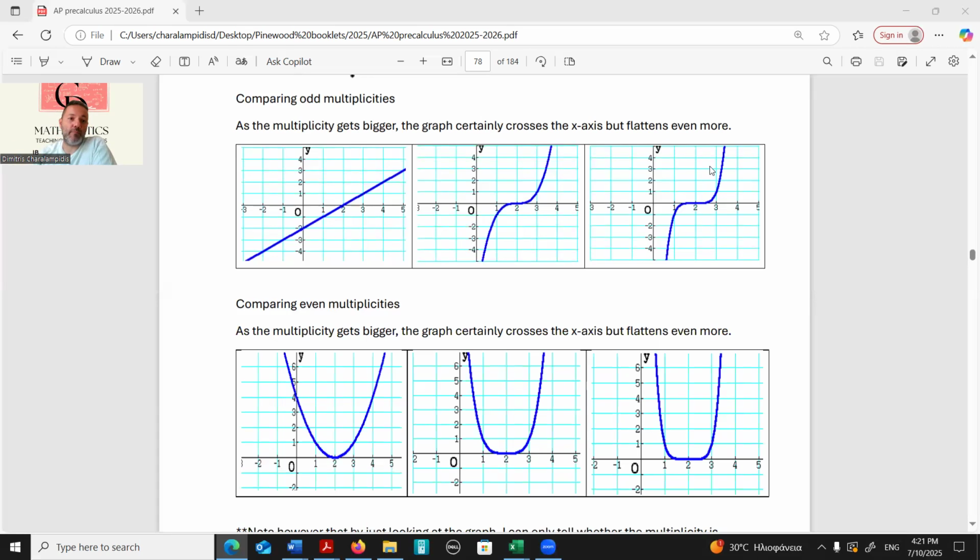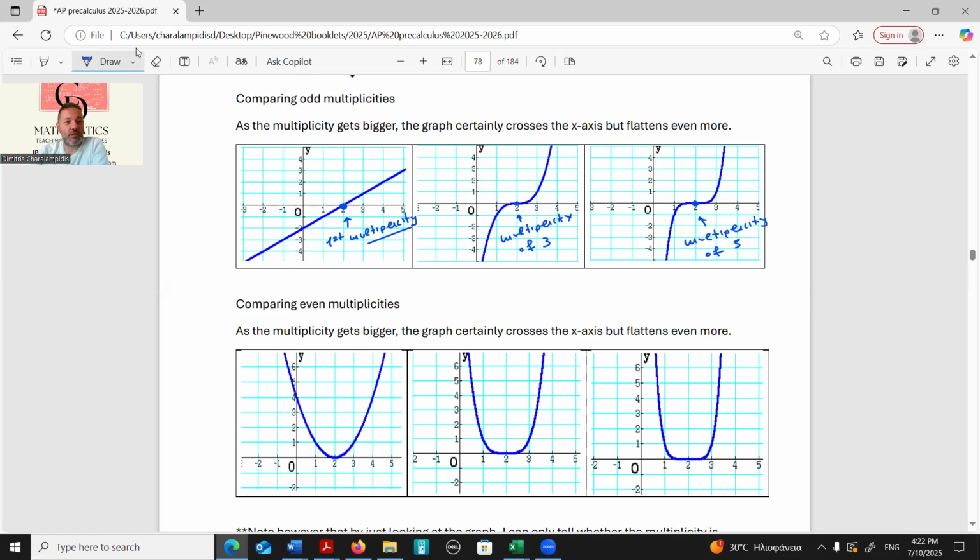So I prepared three cases. This is a multiplicity of 1. We cannot tell by just looking at it, but I can, because I created it, that this is a multiplicity of 3. And also, here, I created a graph of multiplicity of 5. So you can see in an actual example that as the multiplicity gets bigger, from 1 to 3 to 5, at that root, the graph flattens even more.